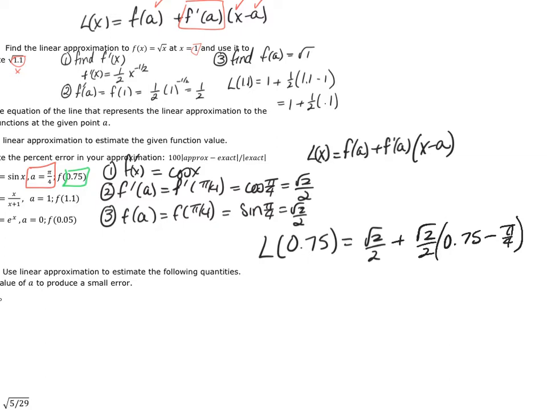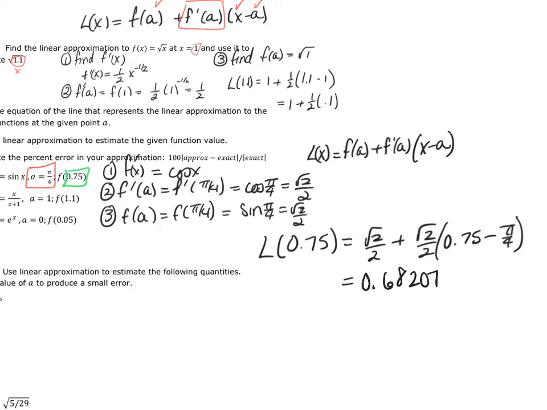Now, back before a calculator, I'd have to do the long and hard work here, but I'm not going to, as you all have calculators. So with your calculators, tell me what you get when you do the square root of 2 over 2 plus the square root of 2 over 2 times 0.75 minus pi over 4. Tell me what you all get. 0.68207. Is that what you all get?